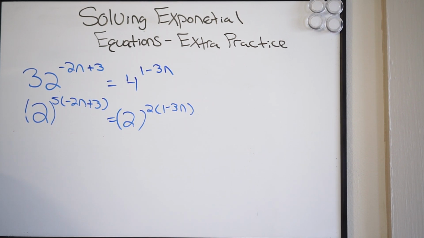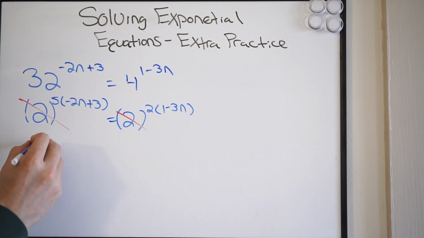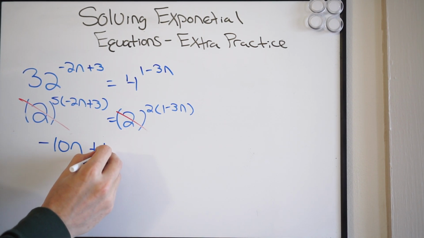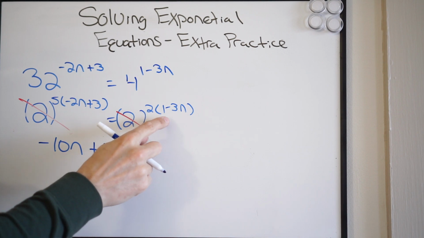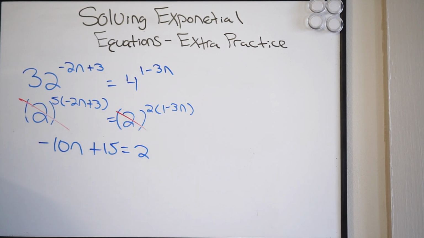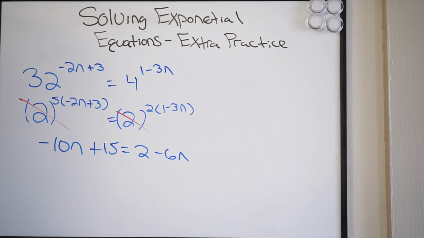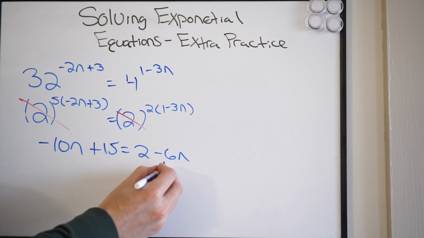So let's go ahead and cancel these out, and we're left with 5 times a negative 2n, which is negative 10n, and then 5 times 3 is 15. 2 times 1 is 2, and 2 times a negative 3n is negative 6n. Now this is just simply algebra. We need to just isolate that n. So let's add 6 on both sides.